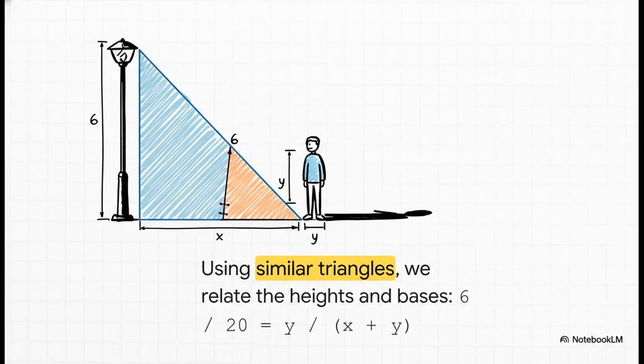Step 1, identify and relate. The picture here is key. You can see 2 right triangles, right? There's the big one made by the lamppost and the full shadow, and a smaller one made by the man and his part of the shadow. They're what we call similar triangles. Same shape, different sizes. That means the ratio of their heights, 6 over 20, has to equal the ratio of their bases, y over the total distance, x plus y. And there it is. That's our geometric link. That's the equation that connects everything.